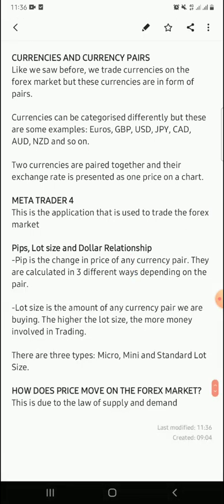They are calculated in 3 different ways depending on the pair, but we are not going to be looking at that for now. It's a complex calculation. All right, so now pip is the change in price of any currency pair. Now what do I mean? Now for example, let's look at our local currency, the naira. So let's say 2,000 naira.